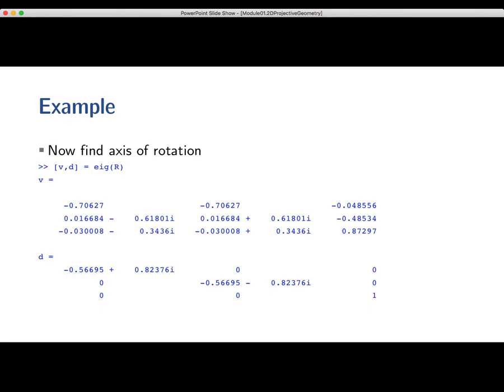So the eigenvector corresponding to the real eigenvalue is the axis of rotation. That's my n. So my n is really minus 0.04, minus 0.48, and 0.87. That's my n. I just read it from the eigenvectors.